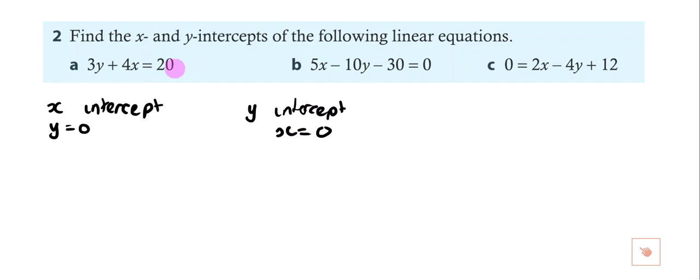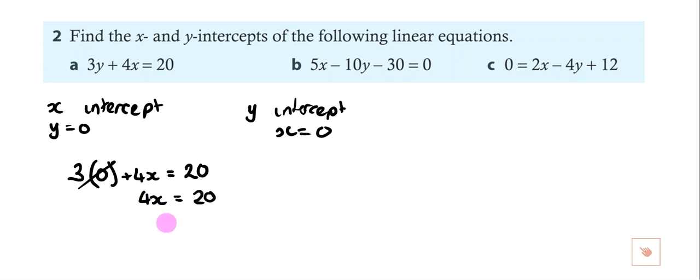So how do we use these? Well, if we want the x-intercept, we do 3 times 0 plus 4x has to equal 20. 3 times 0 is 0, so we can forget that and just say 4x must equal 20, which means x must equal 5. So the x-intercept for this one is (5, 0).